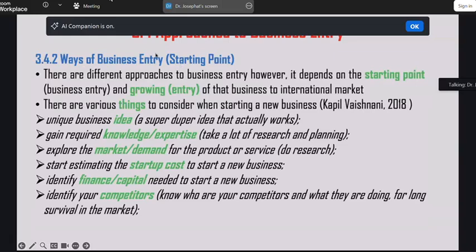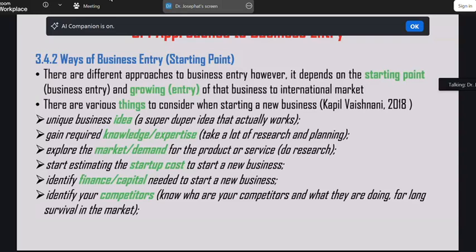So now let's come to our last part on ways to business entry, the starting point. There are different approaches to business entry. However, it depends on the starting point. The business entry, as well as the growing entry of that business to international market. Kwa sababu business entry ziko za aina nyingi. Kuna business entry katika starting point, pia kuna business entry katika growing point. Mtu anapo enter katika growing point na whatever.